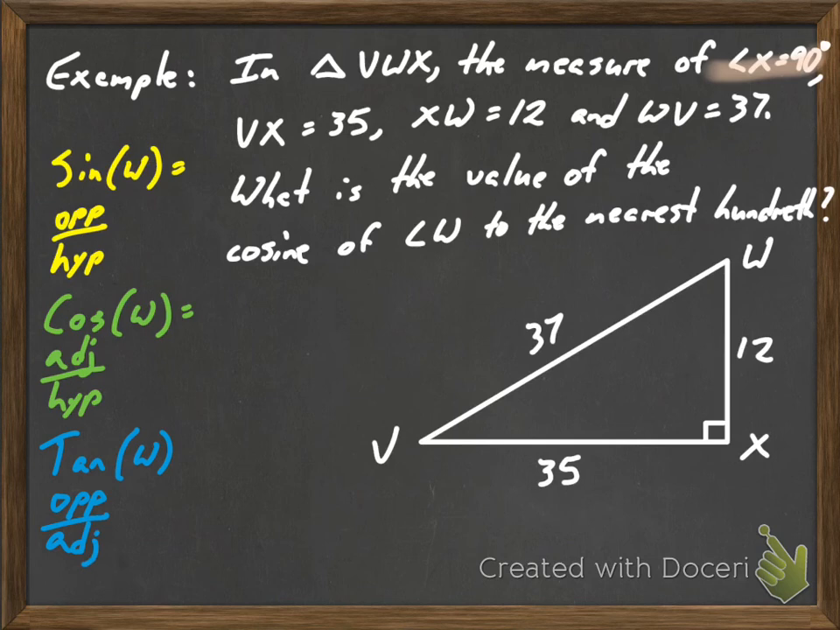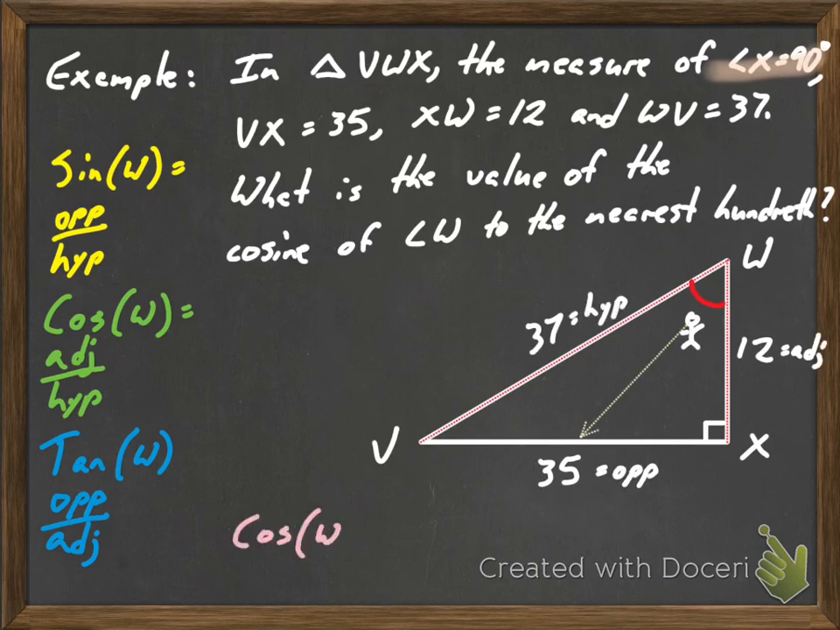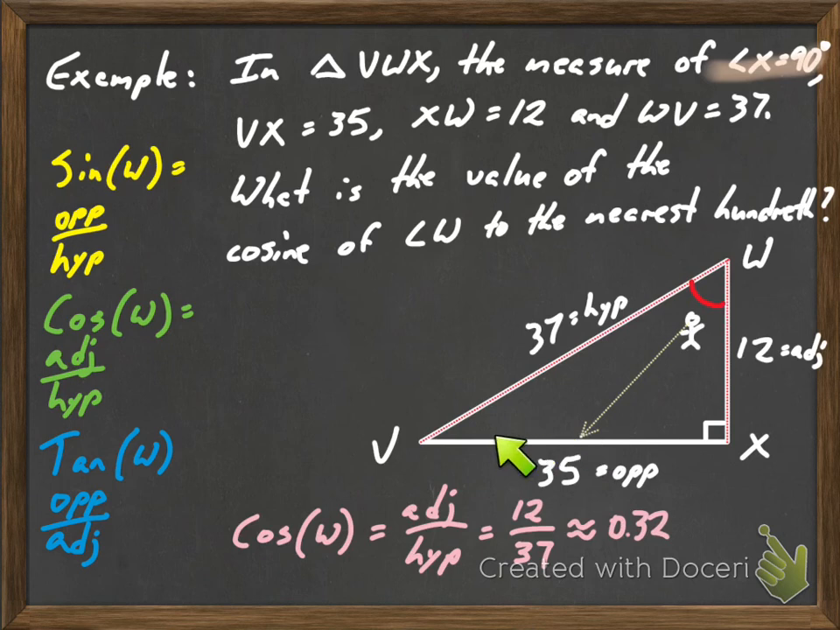I know this sounds a little weird right now. It's the first time a lot of you have seen it, but you'll get used to it. So if I'm standing here at angle W, here's my opposite side, here's my adjacent side, and here's my hypotenuse. So if I'm looking for the cosine of W, it's just the ratio of sides, the adjacent side, so the connected side, over the hypotenuse. So it's just the length of 12 over the length of 37.